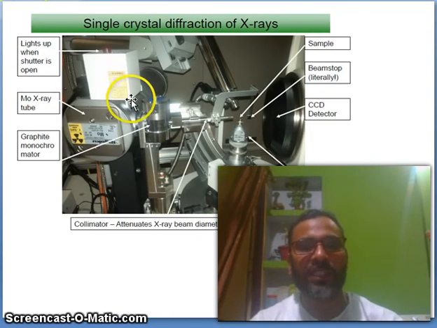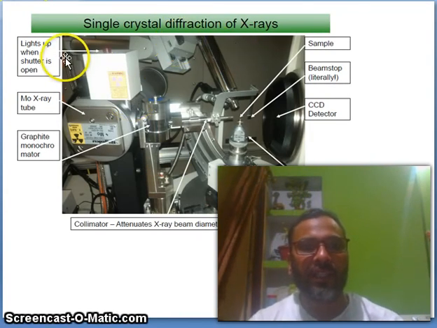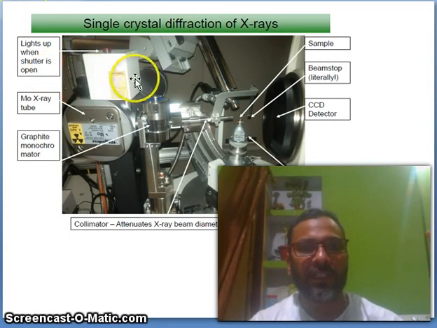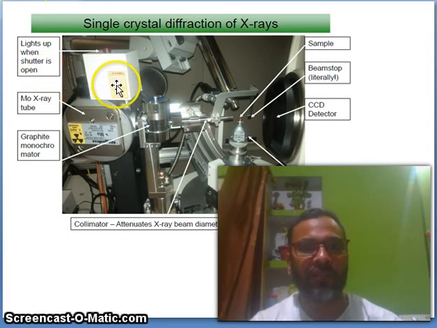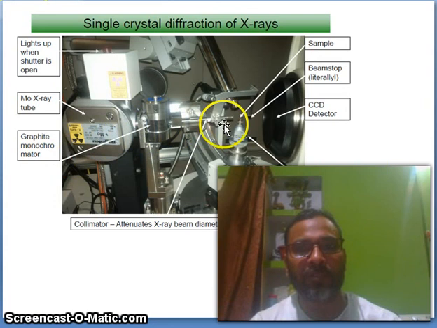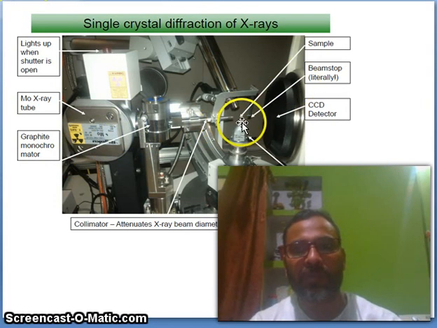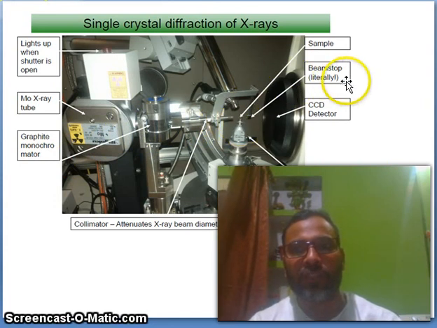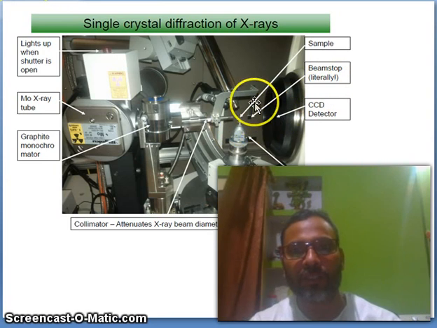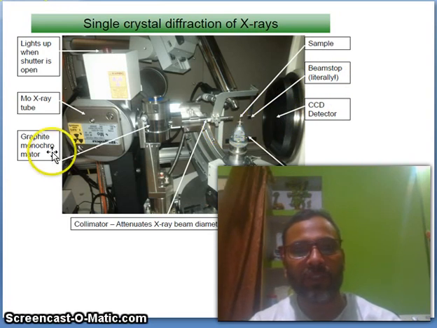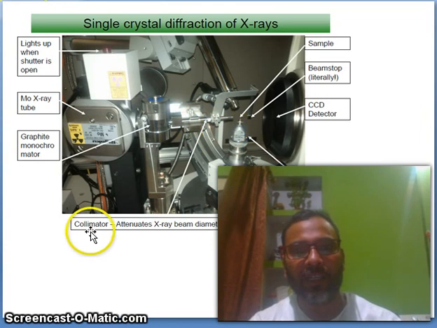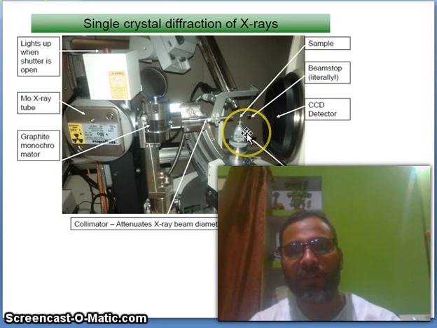So this is the single crystal X-ray instrument. The light comes on when the shutter is open. You see this, the sign of X-ray. This is the molybdenum X-ray tube. This is the graphite monochromator. This here is your sample, the single crystal. This is the beam stop. You see it is in front of your graphite monochromator. The collimator alters the X-ray beam diameter. This is your goniometer, and this is the CCD detector.